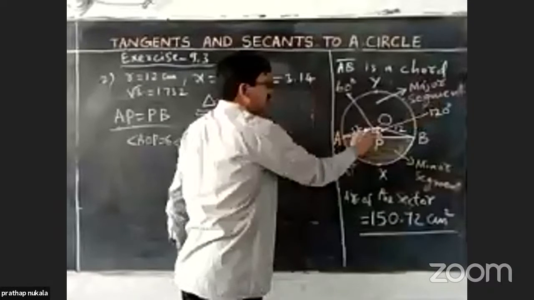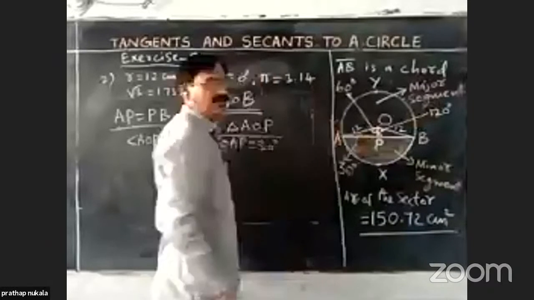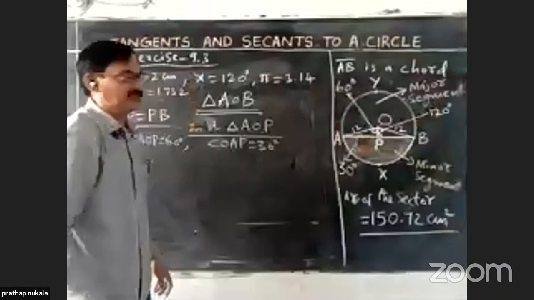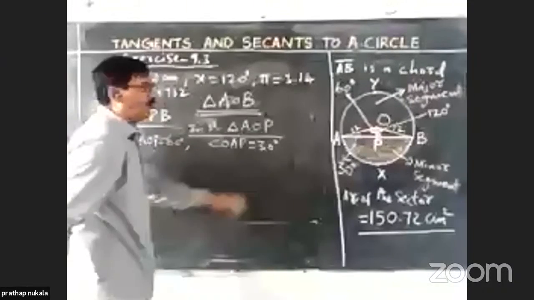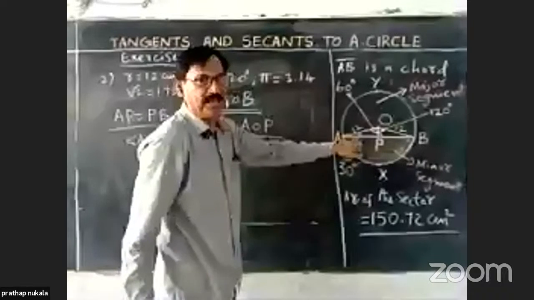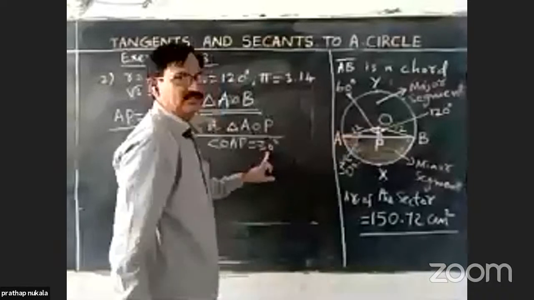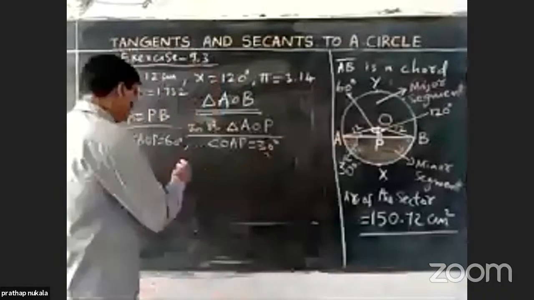That means 60 plus 90. These two are complementary, 90 degrees. That's why this is 30 degrees. Now we are using angle A. Angle A means 30 degrees.